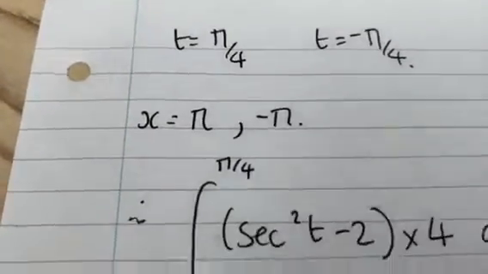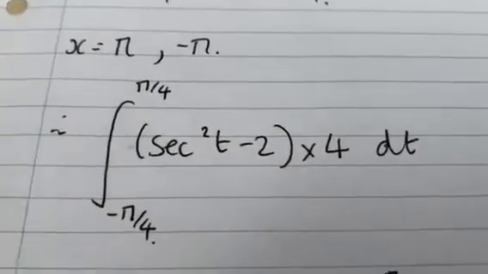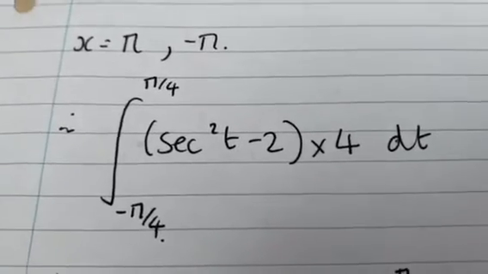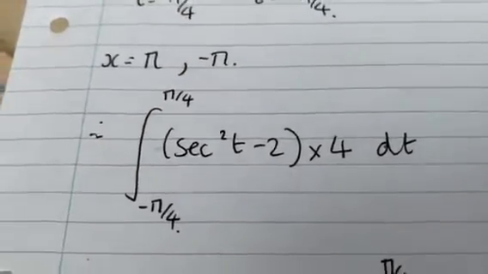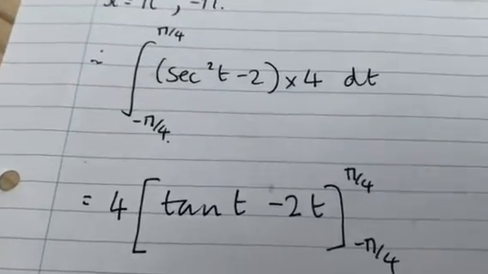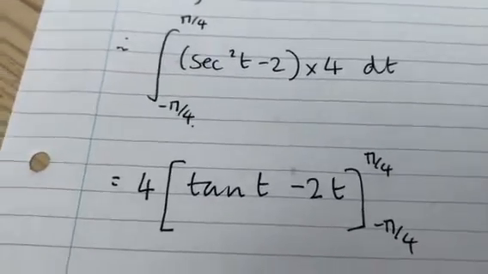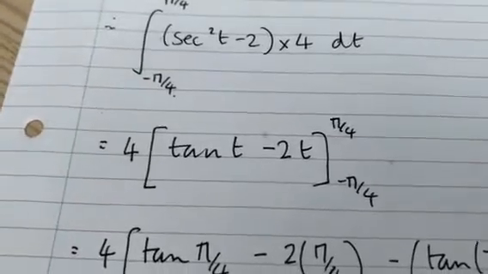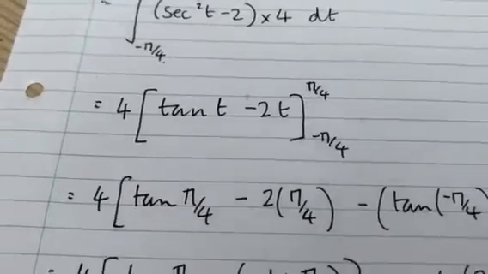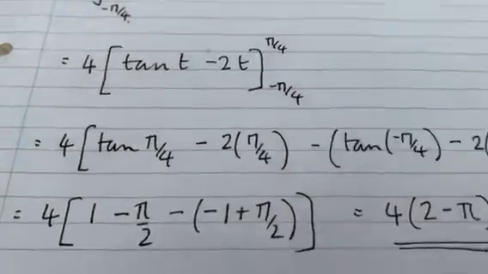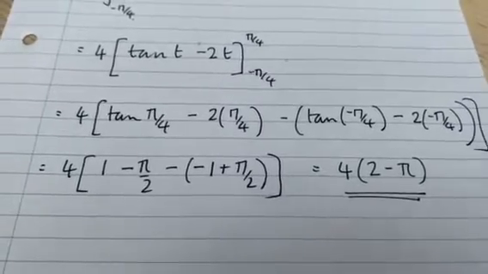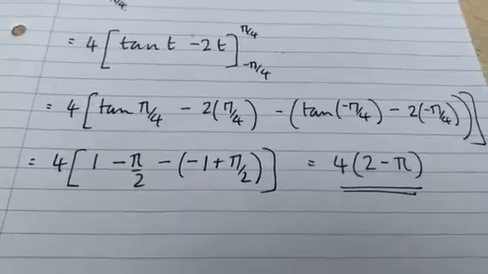So they're my limits. So I put those in, I replace, I've got y, my integral of y, I've got dx dt, and that's all going to be integrated with respect to t. I know the integral of sec squared is tan, so I end up with 4 bracket tan t minus 2t, and I substitute my limits in. So substituting in my limits, I've ended up with 4 bracket 2 minus pi, close bracket, or 8 minus 4 pi.